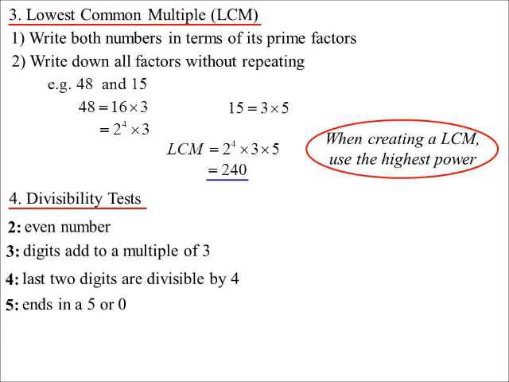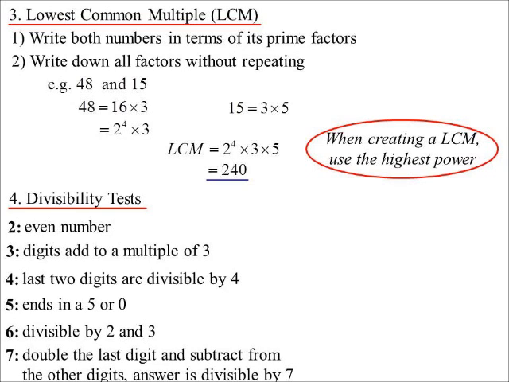6. Yeah. See, 6, not being a prime number, we can use both the divisibility test for 3 and the divisibility test for 2. Satisfies both. Must be divisible by 6. 7. Very good. So double the last digit, subtract it from the other digits, and the answer should be divisible by 7.